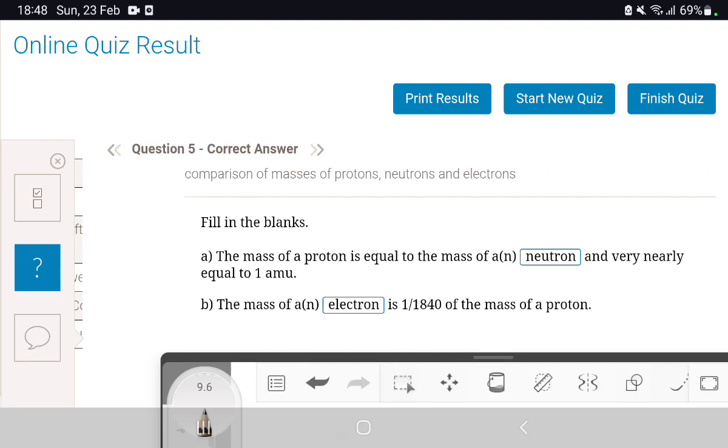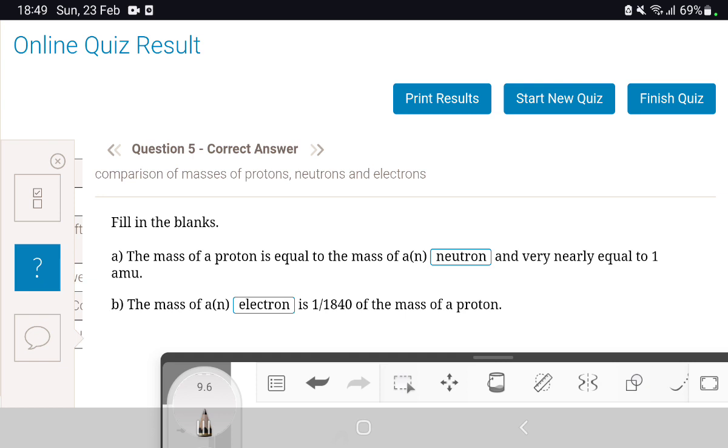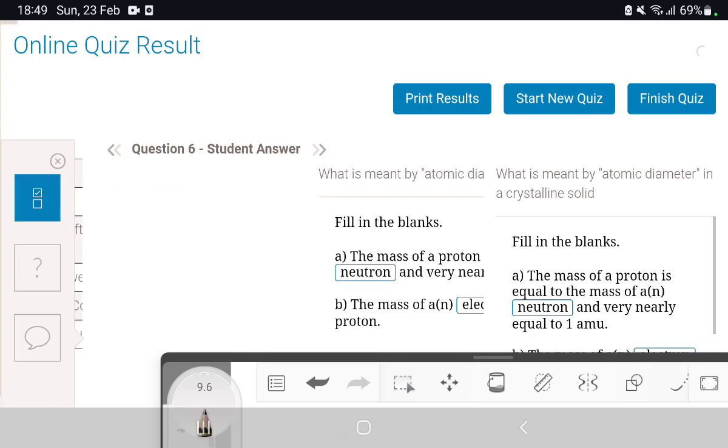Number 5. The mass of a proton is equal to the mass of a neutron and very nearly equal to 1 AMU. The mass of an electron is way smaller than a proton or neutron, it is 1 over 1840 of the mass of a proton.